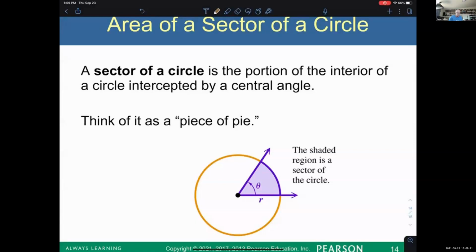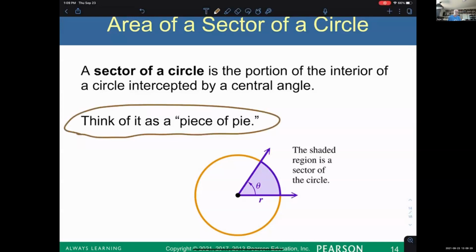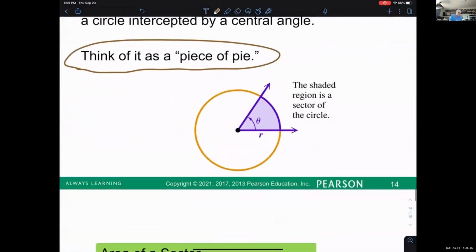But what we want to now discuss is the part of the area of the circle, and it says nicely, think of it as a piece of the pie. The circle is a big pie, and you have a slice of the pie or of the pizza or whatever it is. The area of that is called the sector. The shaded region is a sector of a circle. So if we know the radius and we know the theta value, how wide the slice of the pie is, we'd like to have some formula to tell us how much area of the circle we get.